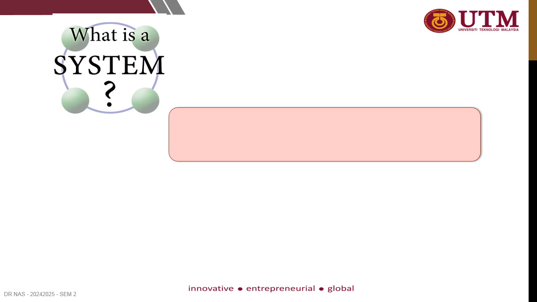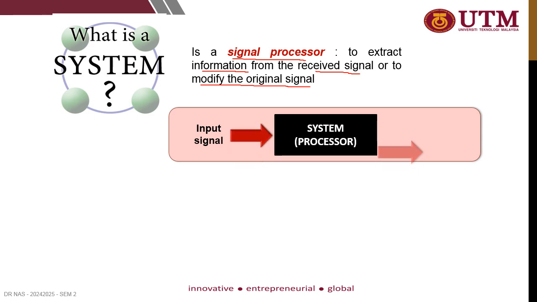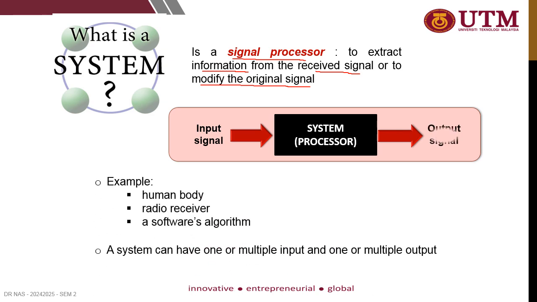So then, what is a system? Okay, a system is basically a signal processor that will extract information from the received signal, and then it will modify the original signal before it is sent to the receiver. So the input signal will be sent into a system or a processor before the output signal is generated.